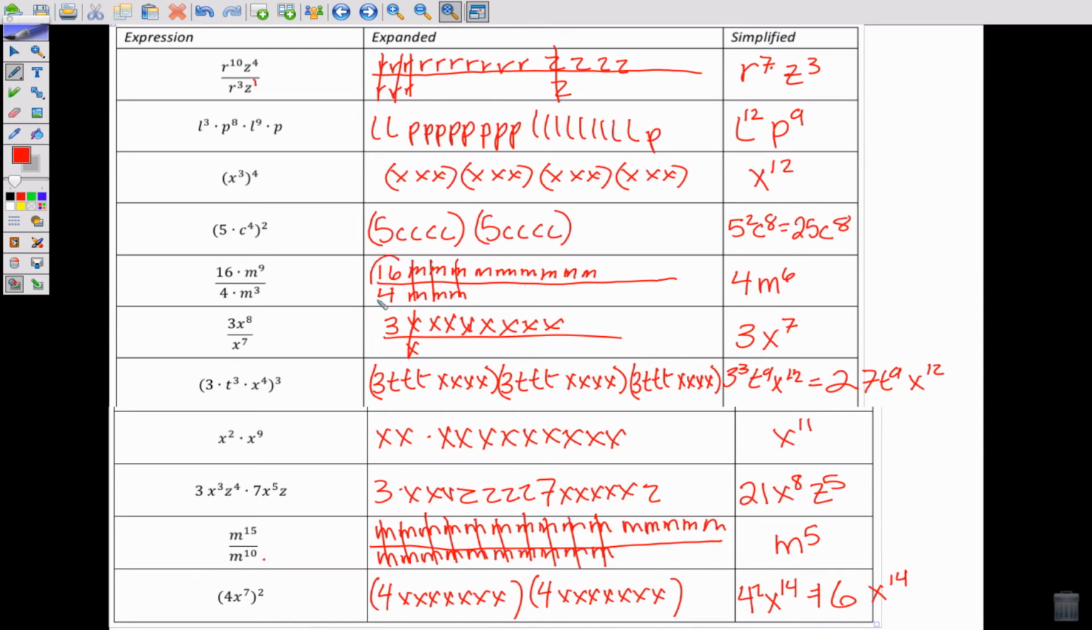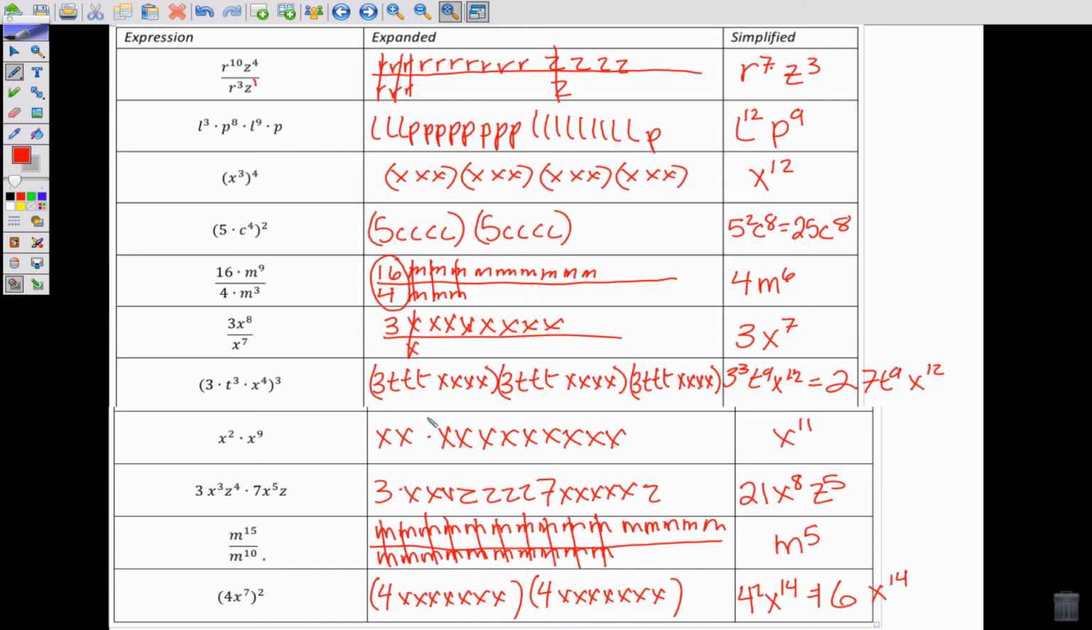One key thing here is the 16 divided by 4. We don't minus that. That's 16 divided by 4, which is 4. Okay? When we're multiplying exponents with the same base, if we write them all out, this is just like 3l's plus 9l's is going to be 12l's. And 8p's plus one more p will be 9p's.